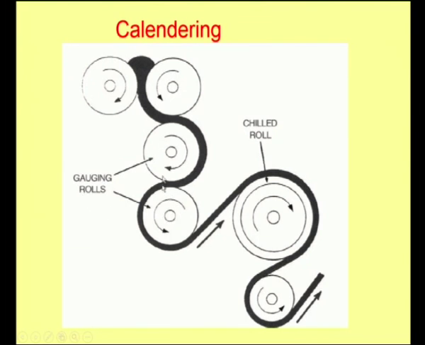For example, these two rolls are called gauging rolls. That means this will reduce the thickness. The desired thickness of the film or the sheet is maintained by adjusting the gap between these two rolls. Finally, this is a chilled roll to remove the high heat energy. Now after passing through the chilled rolls, the heat energy will be reduced, and this is the final take off roll. Now the sheet is available for collection at the take off point.